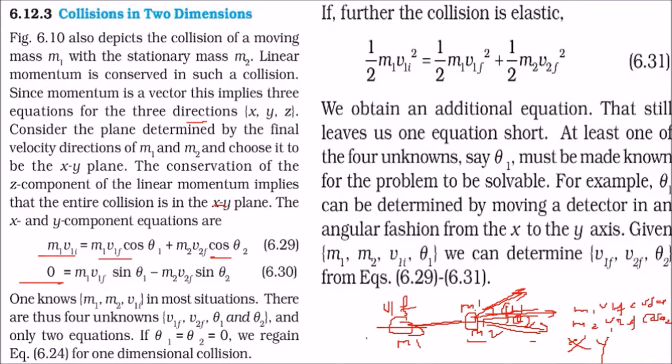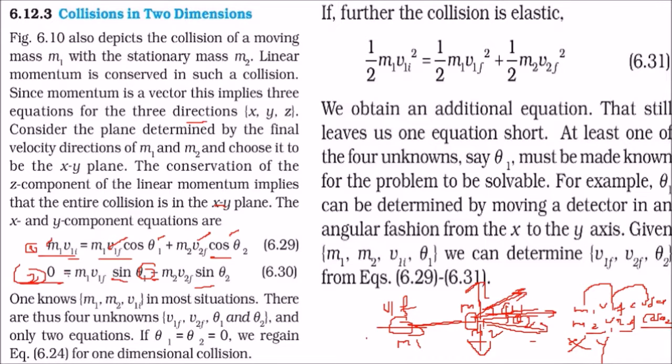But M1 has a vertical component, M1 V1F sin theta 1. In this case M2 has the opposite direction, so we have to use minus: M2 V2F sin theta 2. So these are the two equations, but we are aware of the masses M1, M2 and the initial velocity, and we have to find four unknowns: the two final speeds, theta 1 and theta 2. But we have only two equations.